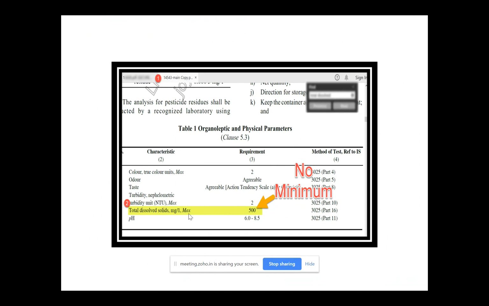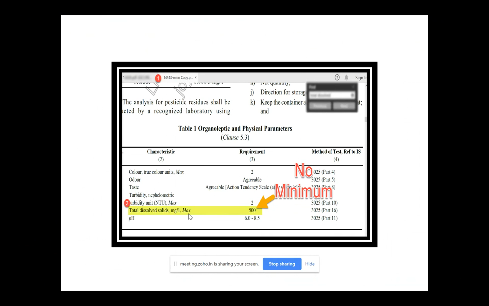There are many minerals naturally present in water. Many minerals, calcium, magnesium, phosphorus, arsenic, fluoride and all that. So what are minerals actually? Minerals are the finest particles from the rocks in which the water is stored. So all those combined together are the total dissolved solids.